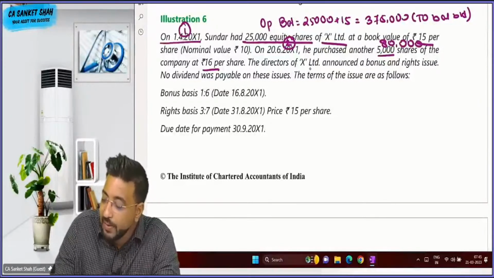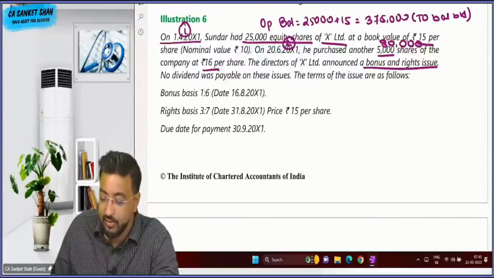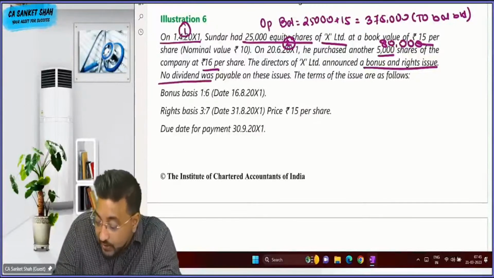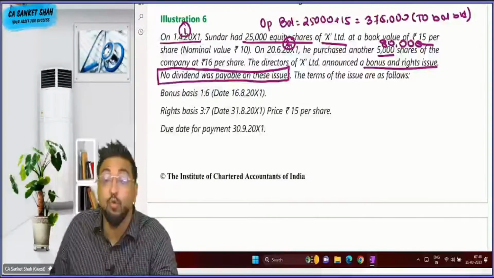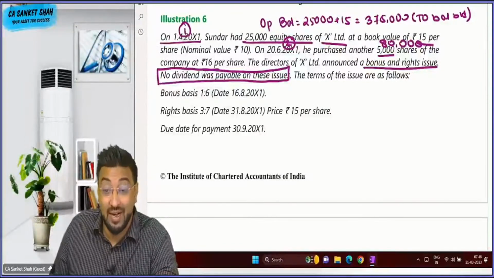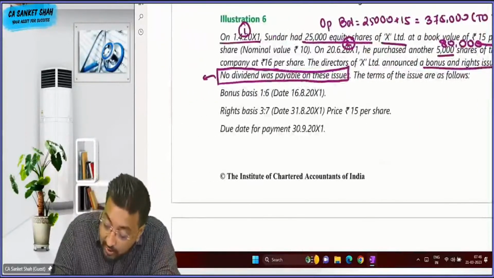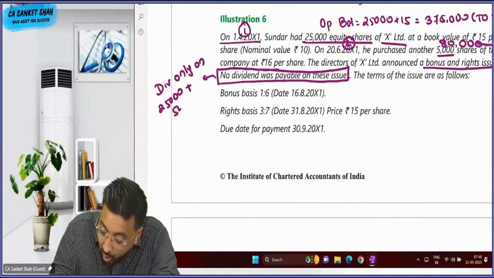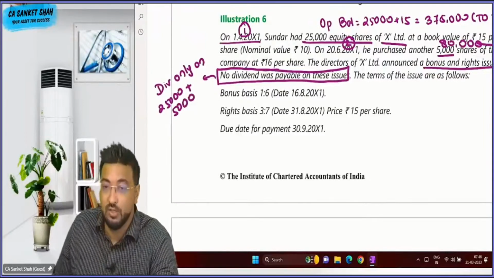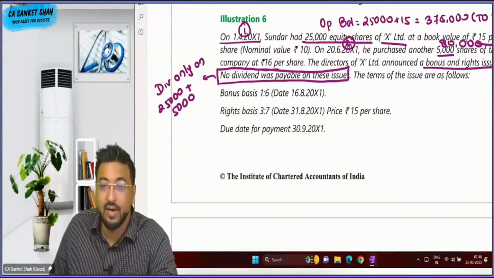The directors of X Limited announced bonus and right issue. So bonus and right issue, they announced it. No dividend. Now this is very important. No dividend was payable on these issues. मतलब you won't get dividend on bonus shares and right shares. So you will get dividend only on 25,000 which you have already shares and 5,000 newly purchased shares. Okay, you do not have dividend on bonus shares and right shares.